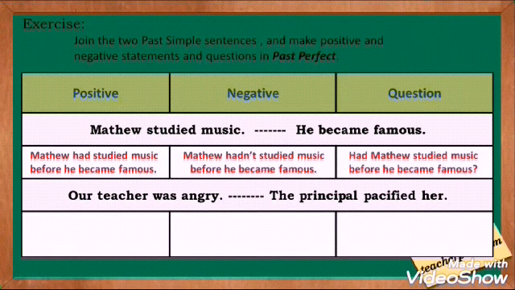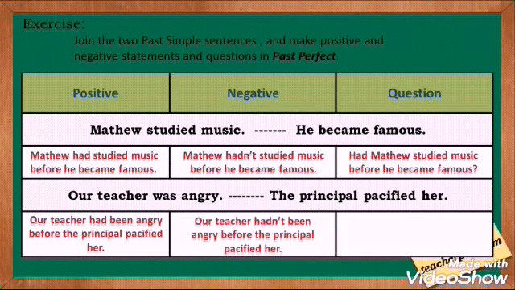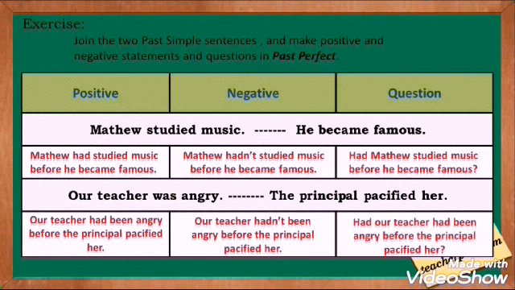The next one, our teacher was angry. The principal pacified her. The first action was angry, and the second one, pacified her. So, the first one will be past perfect, and the second one will be past simple. Let's put it in the positive form. Our teacher had been angry before the principal pacified her. The negative, it will be our teacher hadn't been angry before the principal pacified her. The question, had our teacher been angry before the principal pacified her?